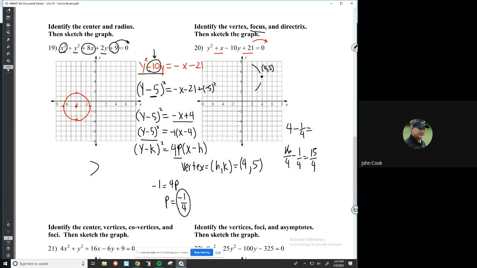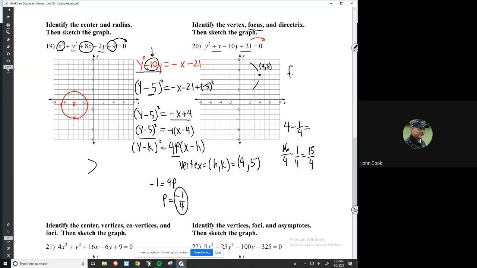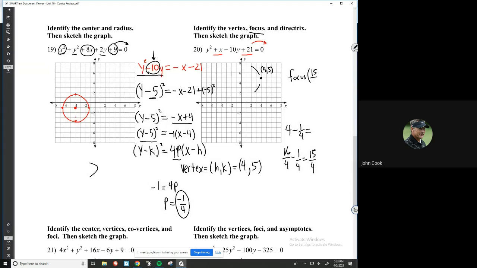So that means that our focus is going to be located at 15 over 4, comma, 5, which is like 3.75, 5. So it'd be right there. There's the focus. And then the directrix is going to be in the opposite direction. So if we have that 1/4, now we're going to add 1/4 onto the x value.